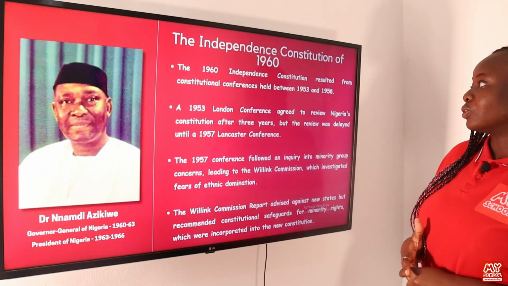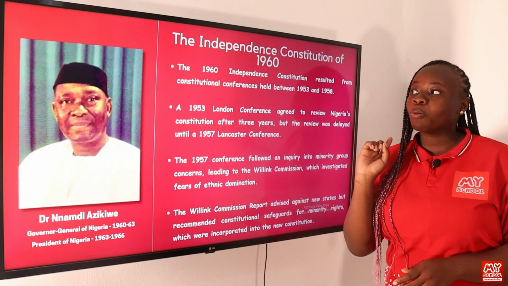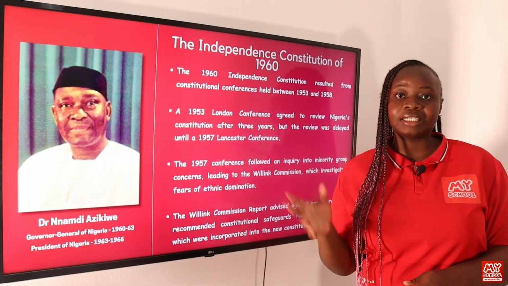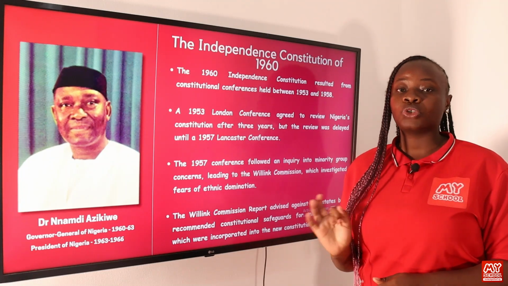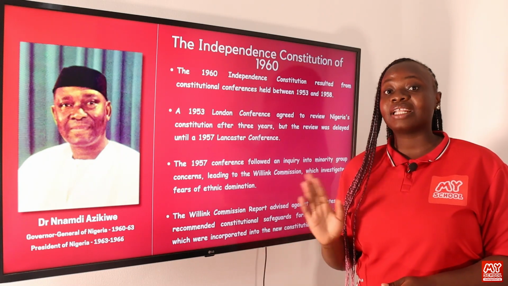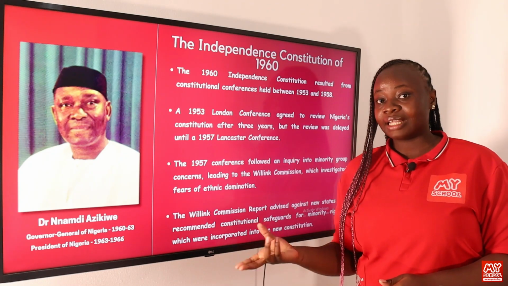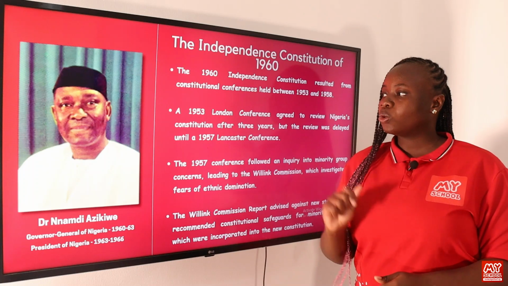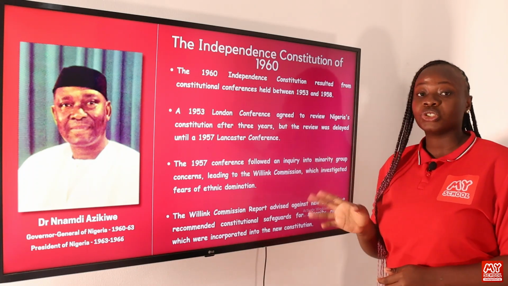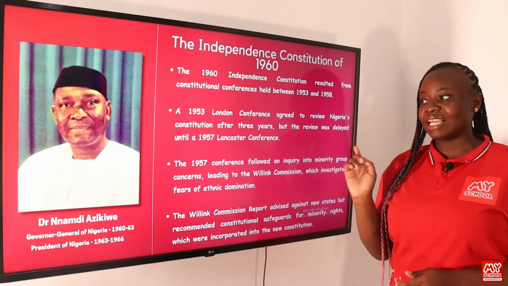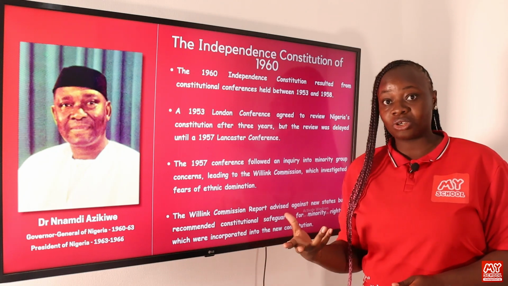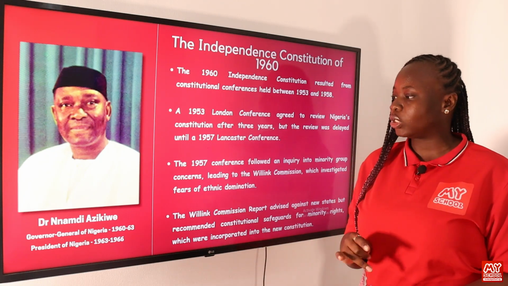The Independence Constitution of 1960 resulted from constitutional conferences held between 1953 and 1958. Remember in the previous video lesson, we talked about these various constitutional conferences, one in 1953, another in 1957, and another one in 1958. In 1953, the London Conference agreed to review Nigeria's constitution after 3 years, but the review was delayed until the 1957 Lancaster Conference. We discussed this in detail in the previous video lesson.